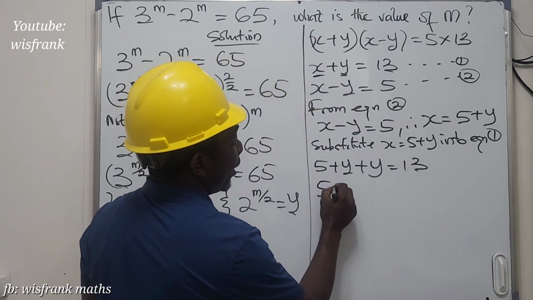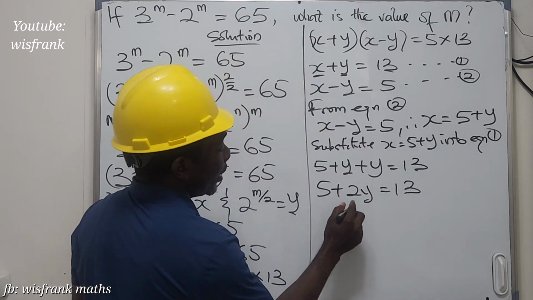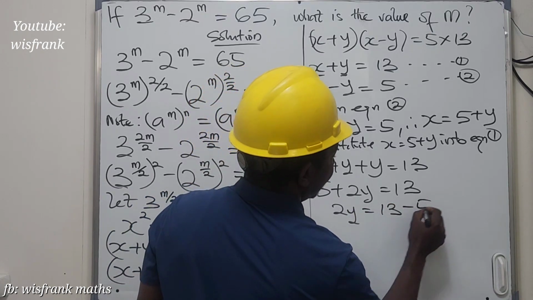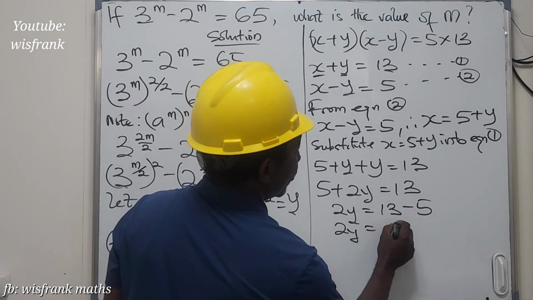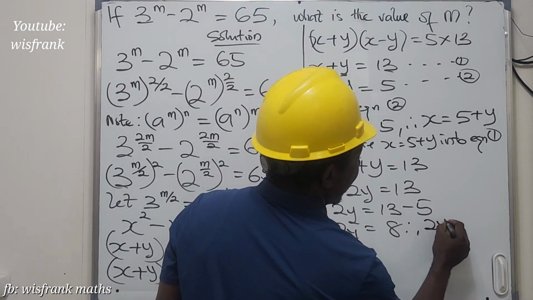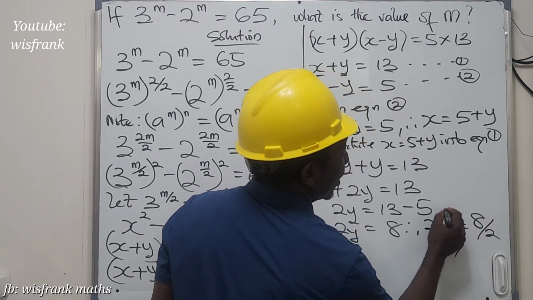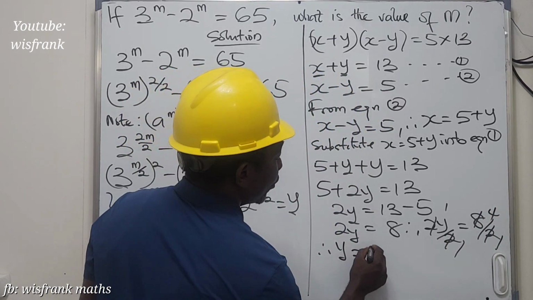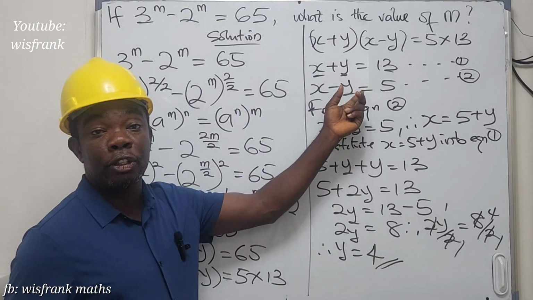So in this case, 5 plus 2y will be equal to 13. This can become 2y equals 13 minus 5. 13 minus 5 is 8. So 2y will be equal to 8. We can divide both sides by 2. Therefore, 2y divided by 2 equals 8 divided by 2. The 2s cancel, and 8 divided by 2 is 4. Therefore, our y equals 4. So this is the value of y that we've gotten from this simultaneous equation.